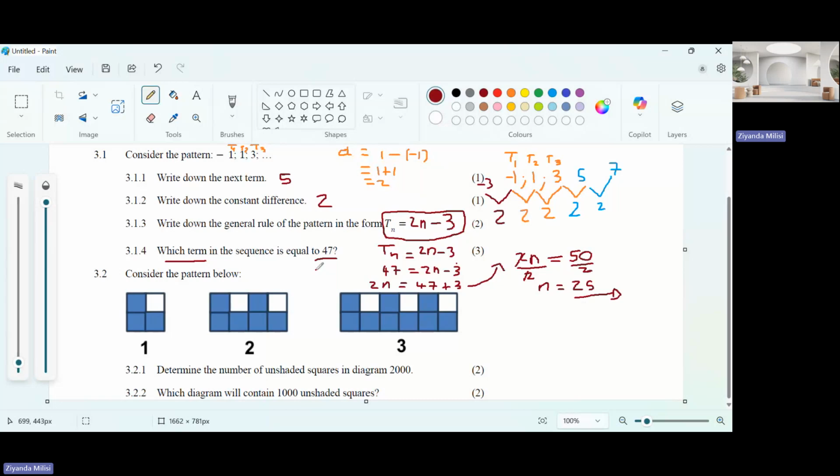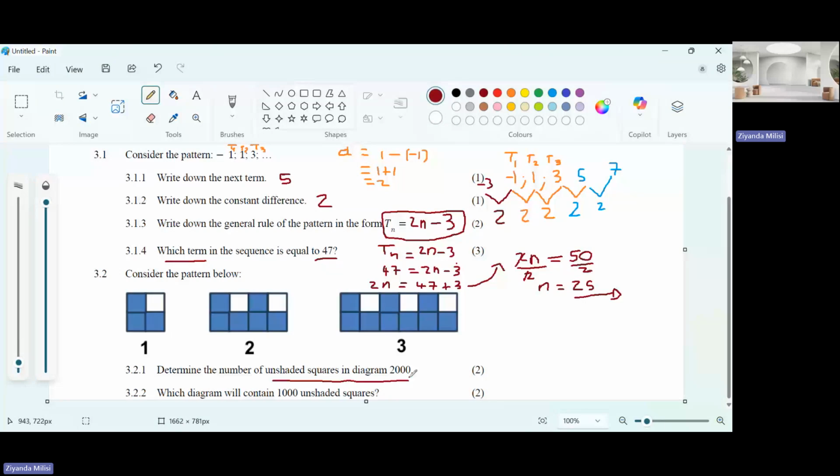All right, guys. Then here is 4 marks again. Consider this pattern below. Check out the pattern. Determine the number of unshaded square diagrams. Let's check how many. 1 unshaded, 3 unshaded. All right. So determine the number in diagram 2000. So they give us here n. We want to know how many unshaded squares in diagram 2000.